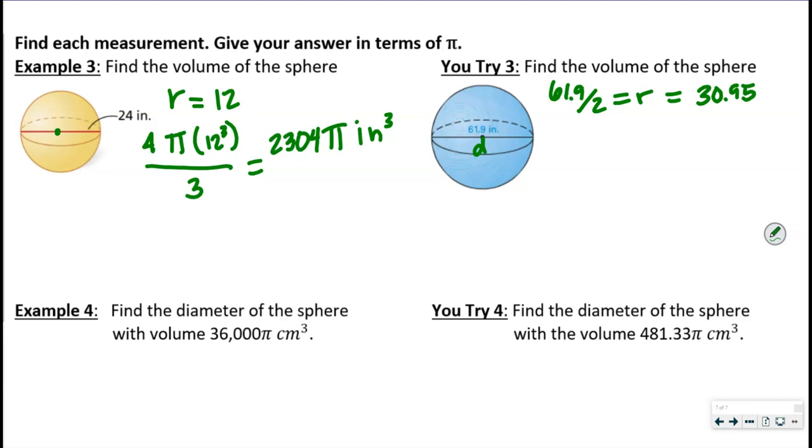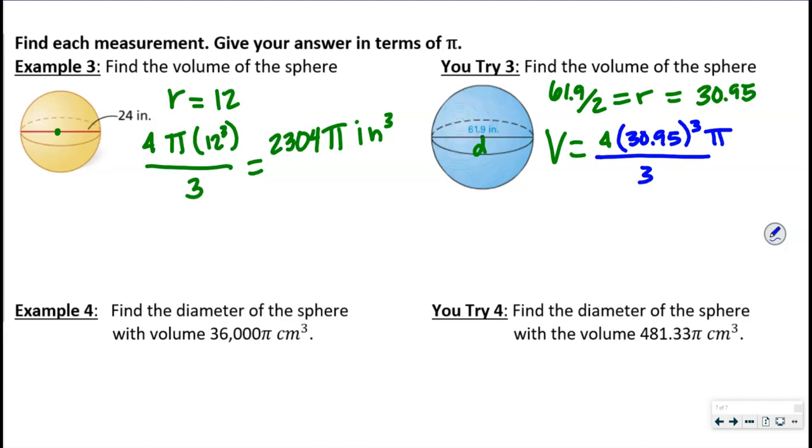Pause the video. Come back to me when you're done. Volume is equal to 4 times pi. You know what? I'm just going to put the pi at the end because that's what I'm doing last, right? So I'm just going to do my 30.95 to the third power. Pi is going to go over here and dividing all that by 3, right? So go ahead and put that in your calculator again.